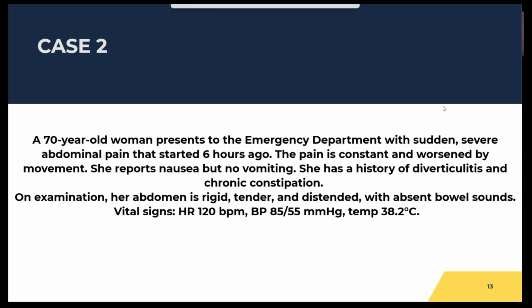So we have a 70-year-old woman who presents to the emergency department with sudden severe abdominal pain that started 6 hours ago. The pain is constant and worsened by movement. She reports nausea but no vomiting. She has a history of diverticulitis and chronic constipation. On examination, her abdomen is rigid, tender, and distended with absent bowel sounds. Her vital signs are heart rate of 120, blood pressure of 85/55, and temperature of 38.2.